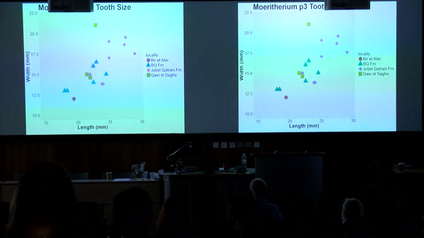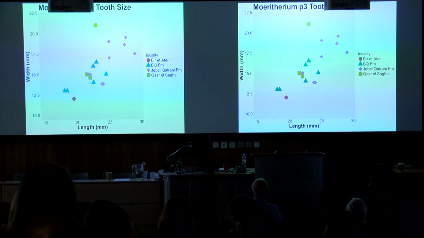If we plot in other Moeritherium tooth sizes from other formations, again, you can see, firstly, that ours, or specimens that are similar in tooth morphology to ours, now fall within this range that was already known for the size of Moeritherium. But you might also be getting this bimodal distribution of body size again.